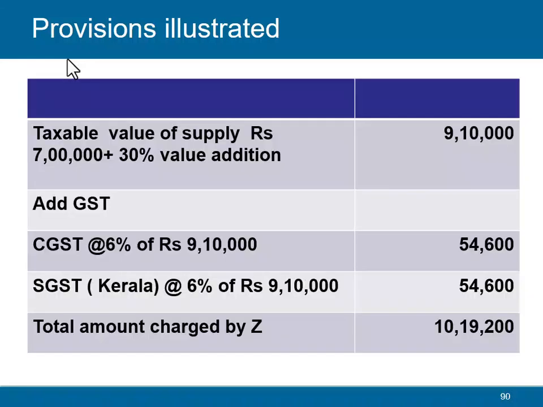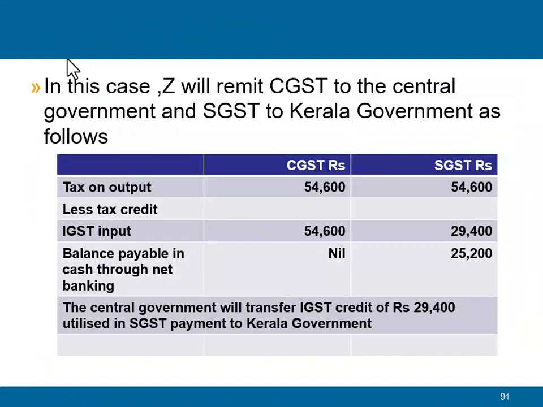Now 7 lakhs plus 30% value addition, 9,10,000. Add GST, CGST और SGST वापस आ जाएंगे क्योंकि now the goods are being sold within the state. So it will be 54,600 and 54,600. So the amount that will be charged will be 10,19,200 by Z. Now, in this case, Z will remit CGST to central government and SGST to Kerala government.